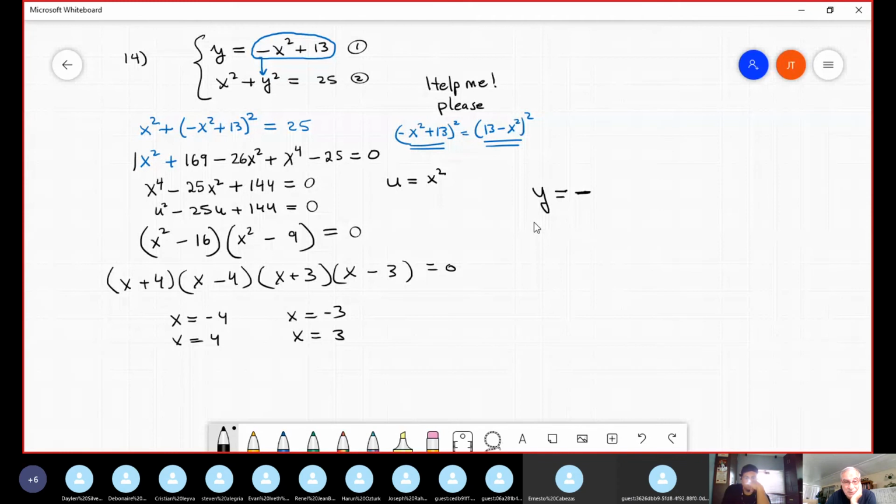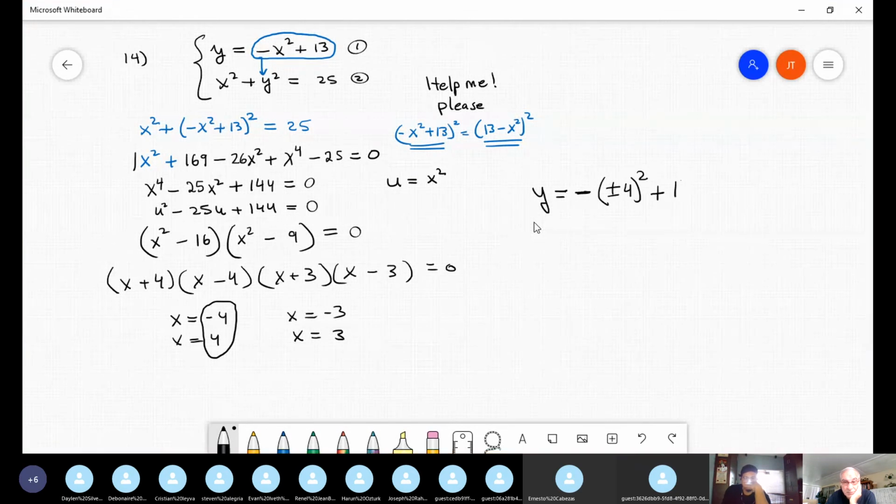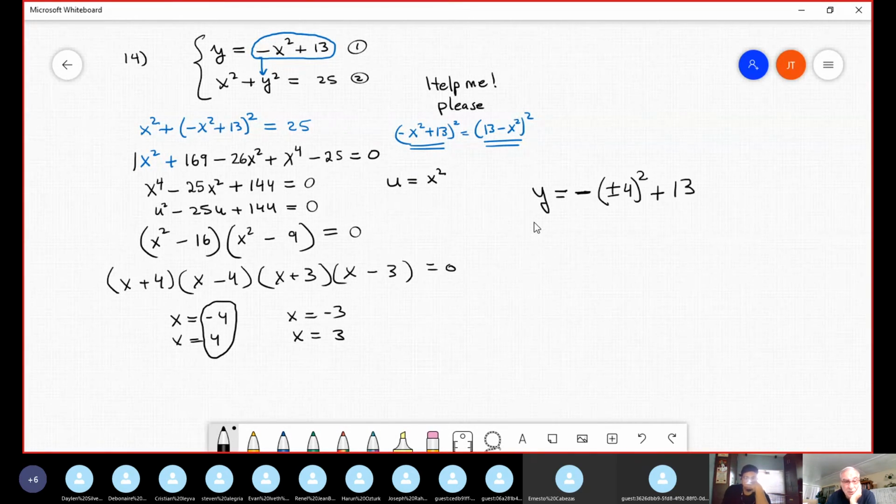Be careful with the signs and use substitution. Look, this is positive 4 and negative 4. We put them together because plus or minus 4, squared, plus 13. I do it that way, not separately, because regardless of plus or minus, the answer is 16. Minus 16 plus 13, it doesn't matter if it's plus or minus, because when you square it becomes positive, and the minus is totally outside, it's negative 3.